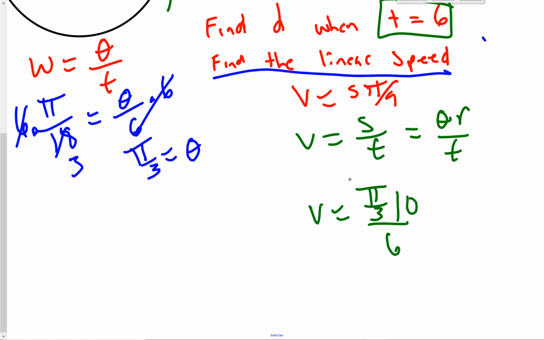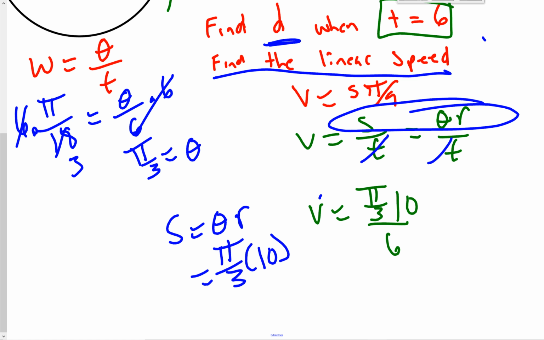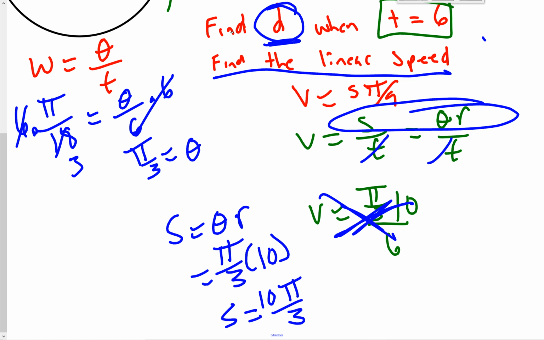And we don't really have to go into this, because we know that these can just cancel out, and we just get s equals theta times r. We already know what our theta is, our angle. And that will give us our arc length, which is what it asked for, right? So I didn't even need to go into this complicated thing. Sorry about that. So that's just 10 pi thirds. So there's our arc length, or our distance, 10 pi thirds, and we already found our linear speed.